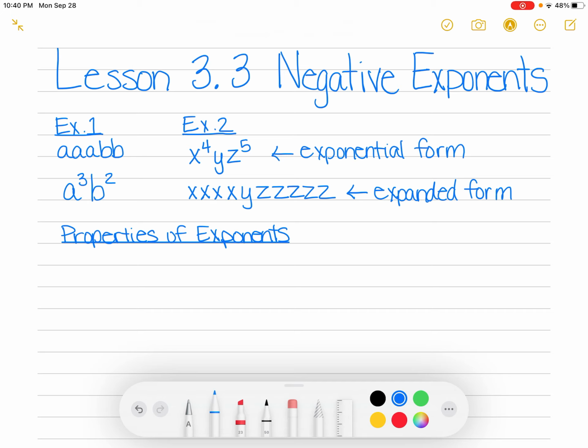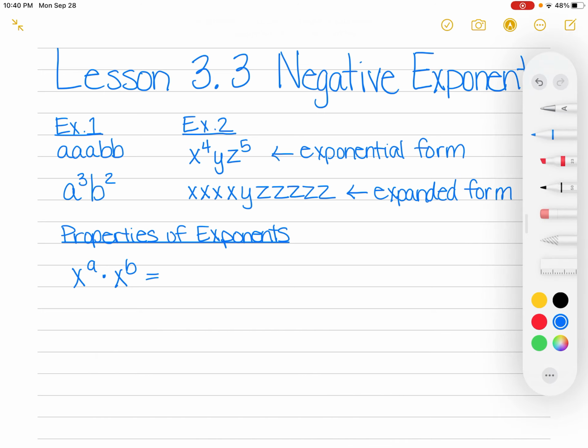The first one we did was if you had x to the a power times x to the b power, the way you work that out is by adding the exponents. So I have x to the a plus b power. This is just a quick reminder of all of these properties. If I had x to the a power divided by x to the b power, then I would take my exponents and subtract them.